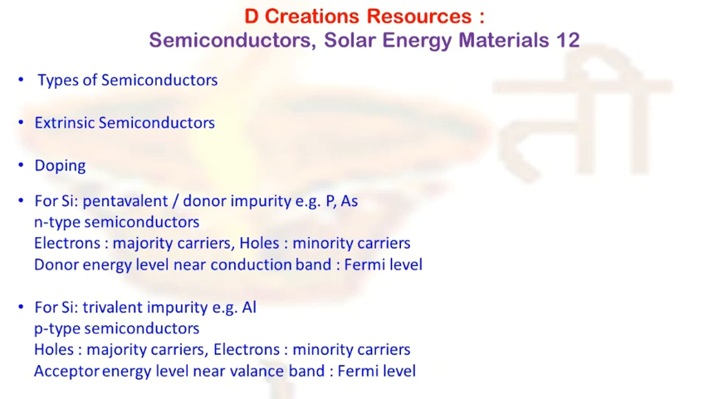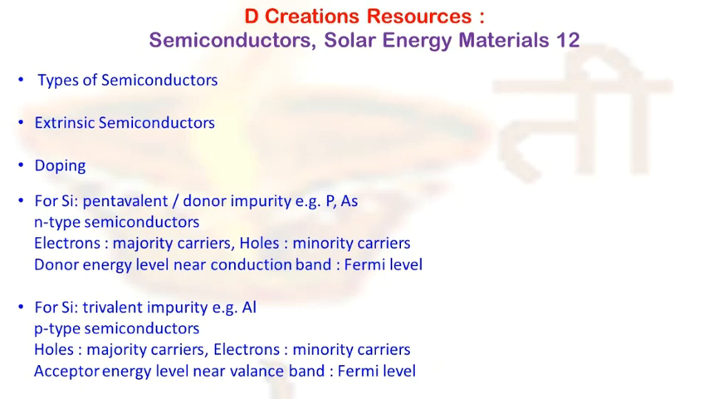If such an impurity, that is a trivalent impurity, is added to silicon, an additional energy level called acceptor level, at energy level you can call it as EA, is created. So this acceptor level is going to be created near valence band.